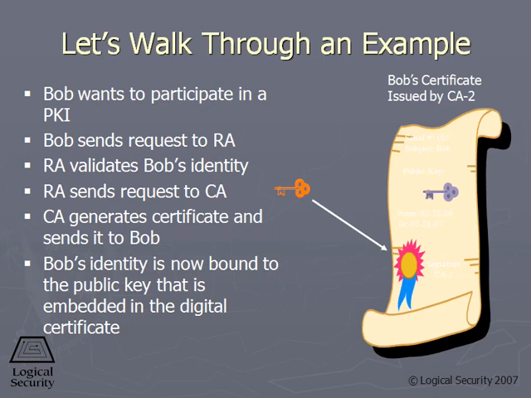So what that means is I'm going to make the request to the RA. The RA will validate my identity, send a request over to the CA. The CA will create the digital certificate, and within that digital certificate is my public key. The whole goal of a digital certificate is to tie the identity of the user to a public key. Again, that's important. That's the whole crux of this, is to tie the user's identity to a public key.